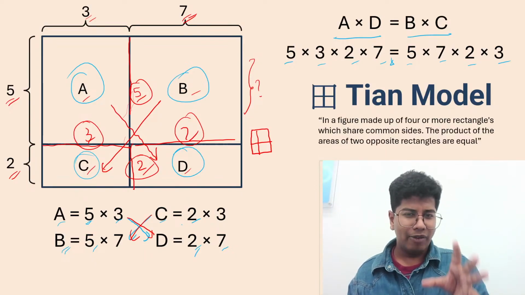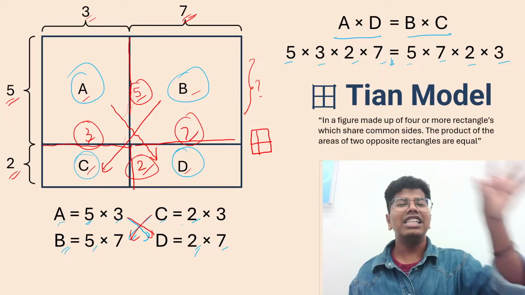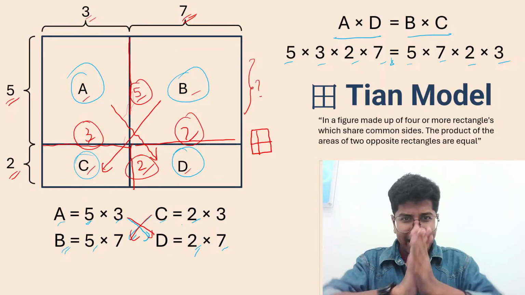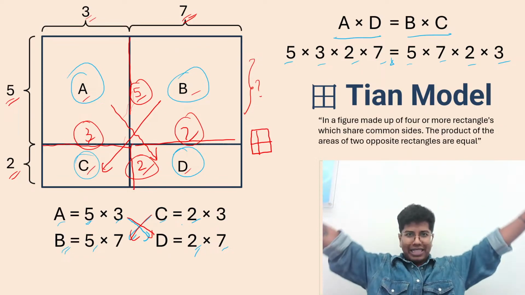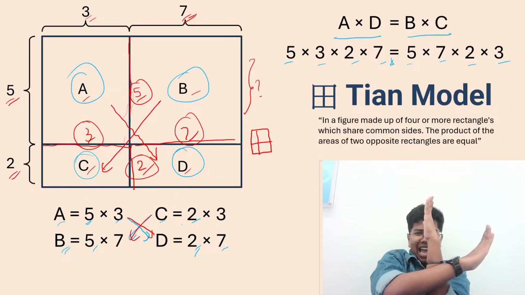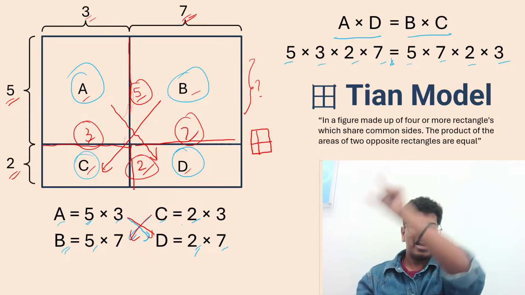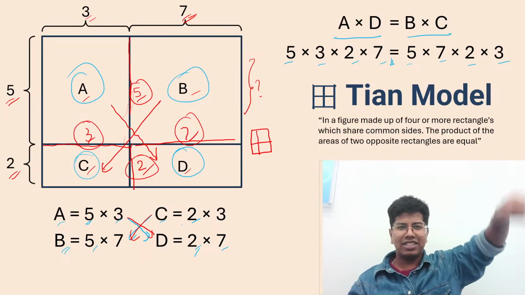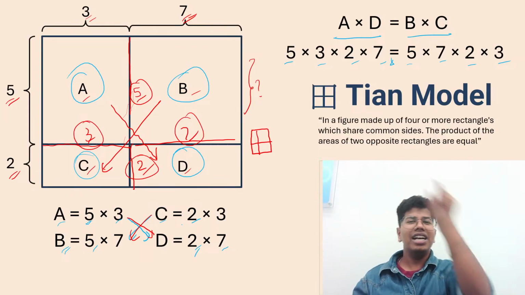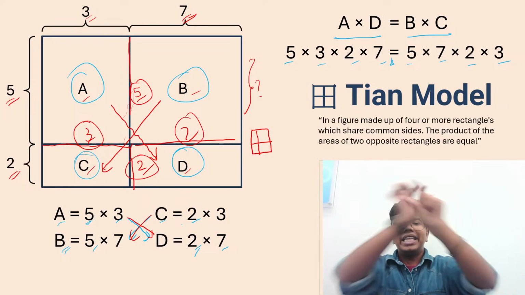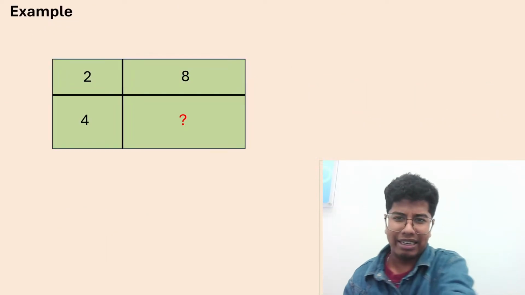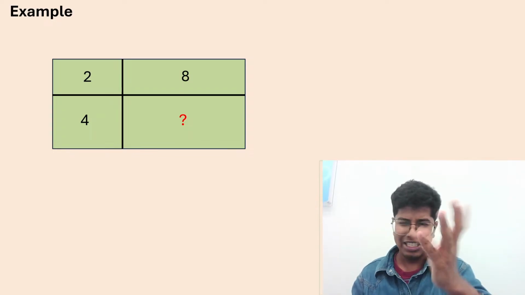So in the Thien model, if there are rectangles that share common sides, it looks something like a window. It looks like this is a line and looks like a window. And in this window, if you want to find out the areas of these rectangles, you just cross multiply them. So let's just have a practice.